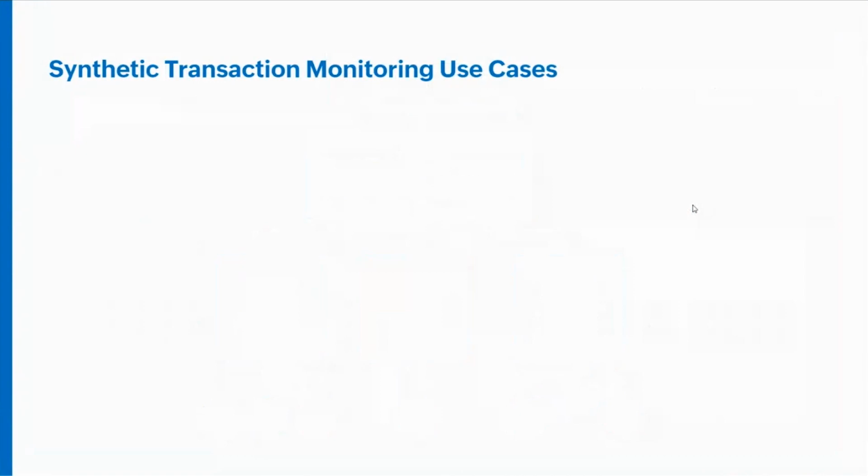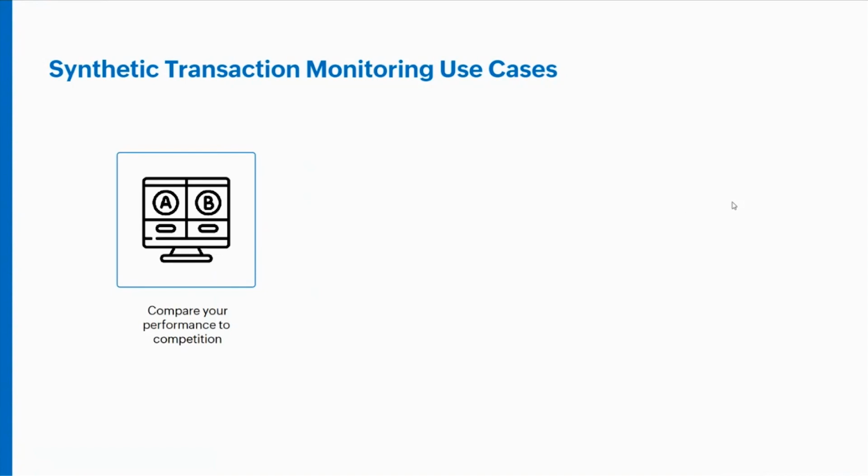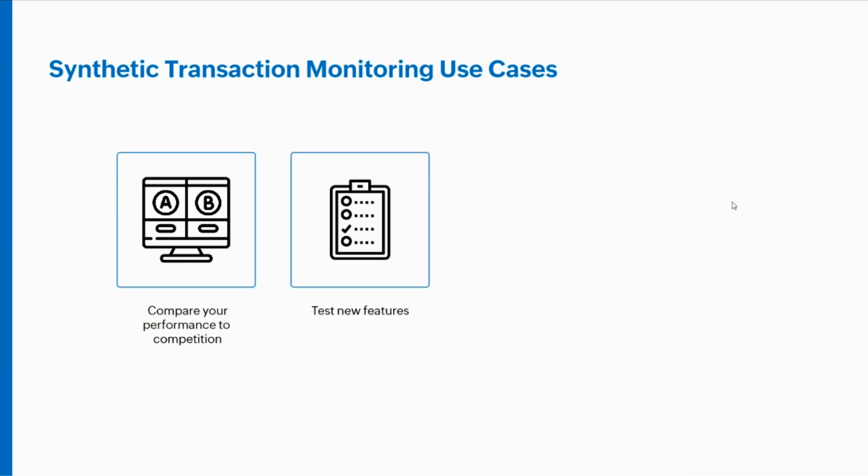So let's talk about the use cases of synthetic transaction monitoring. Comparing your performance to your competition: with synthetic transaction monitoring, you can set up benchmark scenarios to see how your applications are performing over time. You can also benchmark your company's performance against top competitors within a certain historical time frame or within a specific geographical region. This approach will help you establish a strategic outlook and preserve competitive advantage in the marketplace.